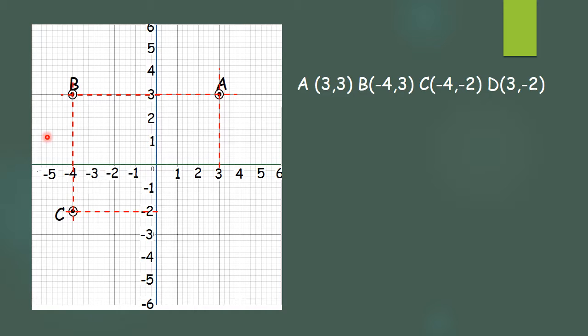Now for the point D, what is given? (3, -2). It will be in the fourth quadrant. So draw the line through 3 as well as the line through the minus 2, and where it intersects is point D.